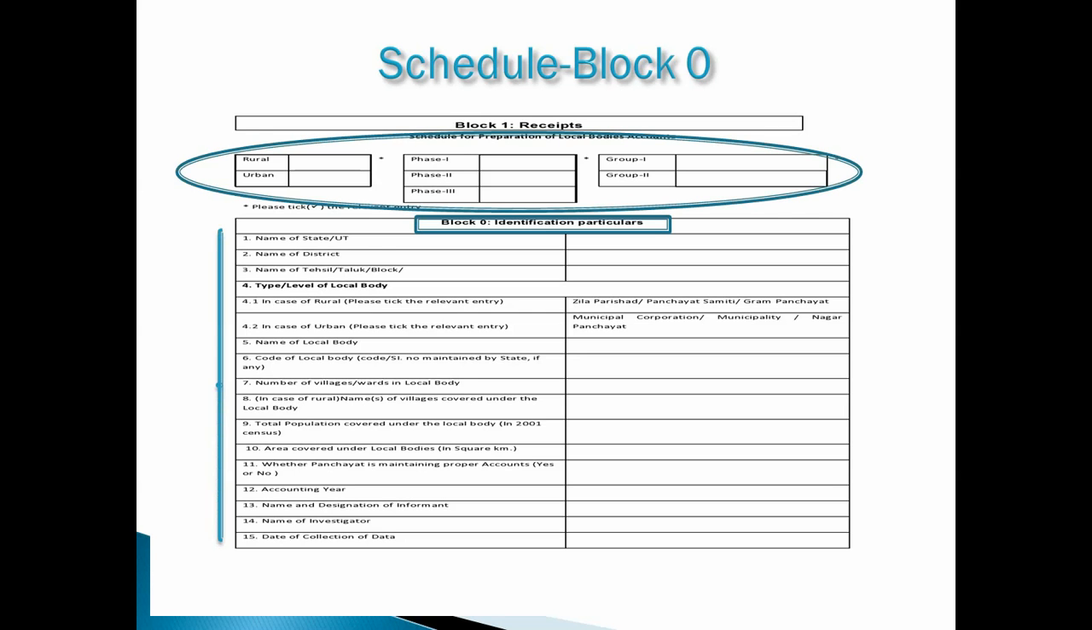For the data collection process, all rural local bodies in each taluk or block or mandal are covered in 3 phases: 30% in phase 1, 30% in phase 2, and the remaining in the third phase. The urban local bodies are covered on a census basis each year. Panchayats selected in each phase are divided into 2 groups. Information for these 2 groups of panchayats should be collected by separate investigators. Information in respect of local bodies is to be collected for at least 3 years in each phase.